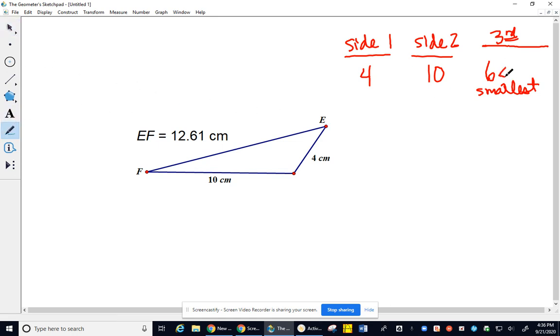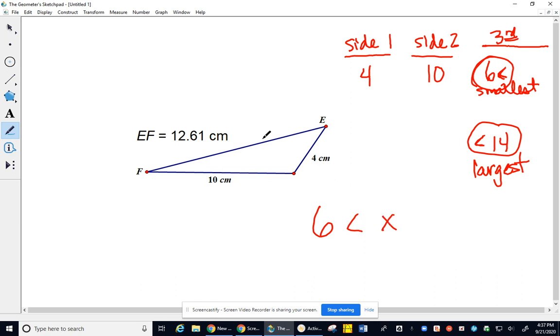It has to be greater than 6, right? Because if it is equal to 6, then we have two equal sides, and it has to be less than 14. Okay, 14 is the largest, or the upper bound. So the range is anywhere between 6 and 14. So 6 is less than that third side, which I guess is EF, which is less than 14. Okay, not equal to, because if it's equal to, then you have two of the same lengths.